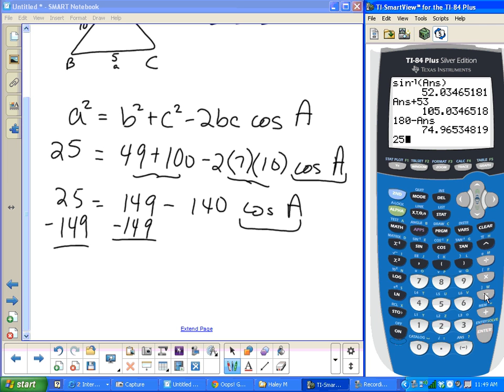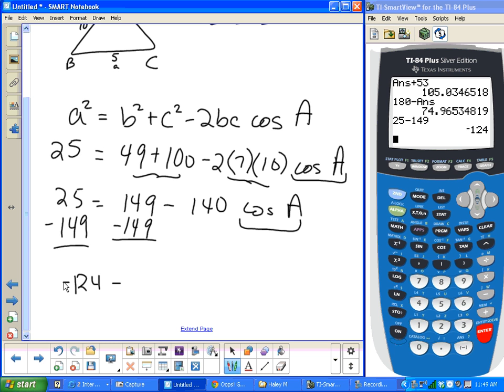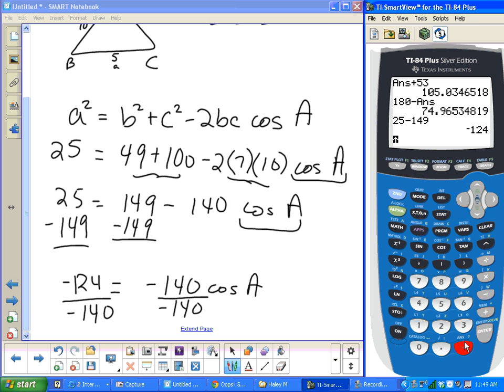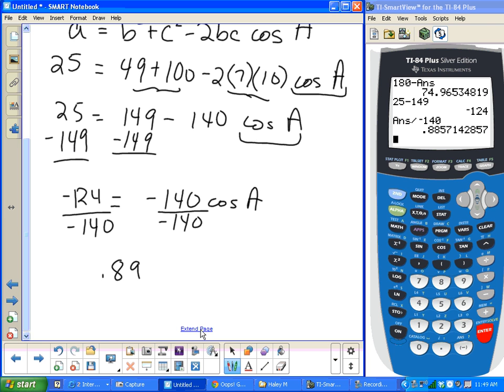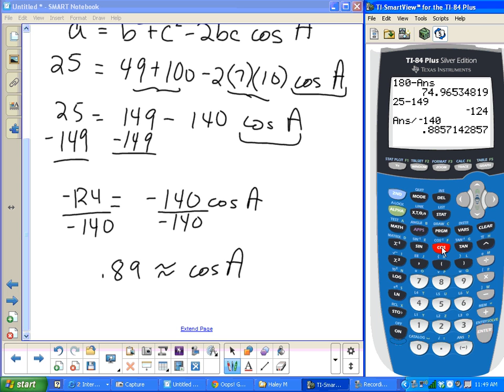25 minus 149 is negative 124, and over here I'm left with negative 140 times cosine A. To get rid of negative 140, we divide by negative 140 on both sides. Let's punch this in my calculator: negative 124 divided by negative 140. We get approximately 0.89. Now we can take the inverse cosine of that. Be sure that we're not typing in 0.89; we're going to use all the decimals and use the answer function.